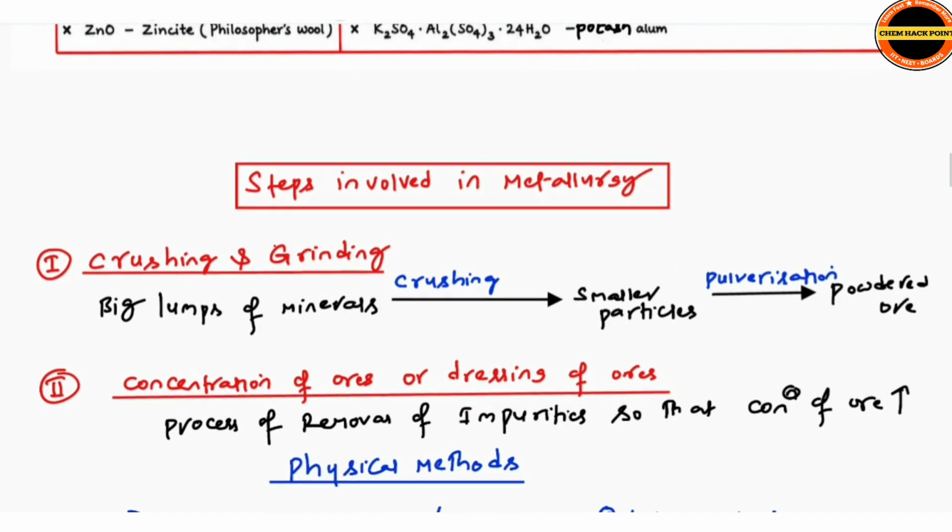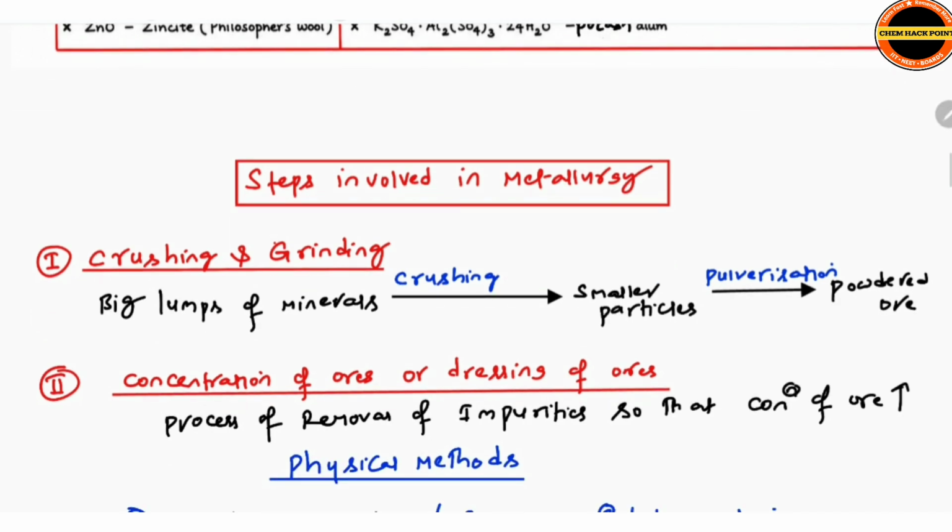Steps involved in metallurgy. First step: crushing and grinding. Here big lumps of minerals are crushed into smaller particles. Then, after the pulverization process, they are converted into powdered ore. Pulverization means the process of converting smaller particles into powdered form.